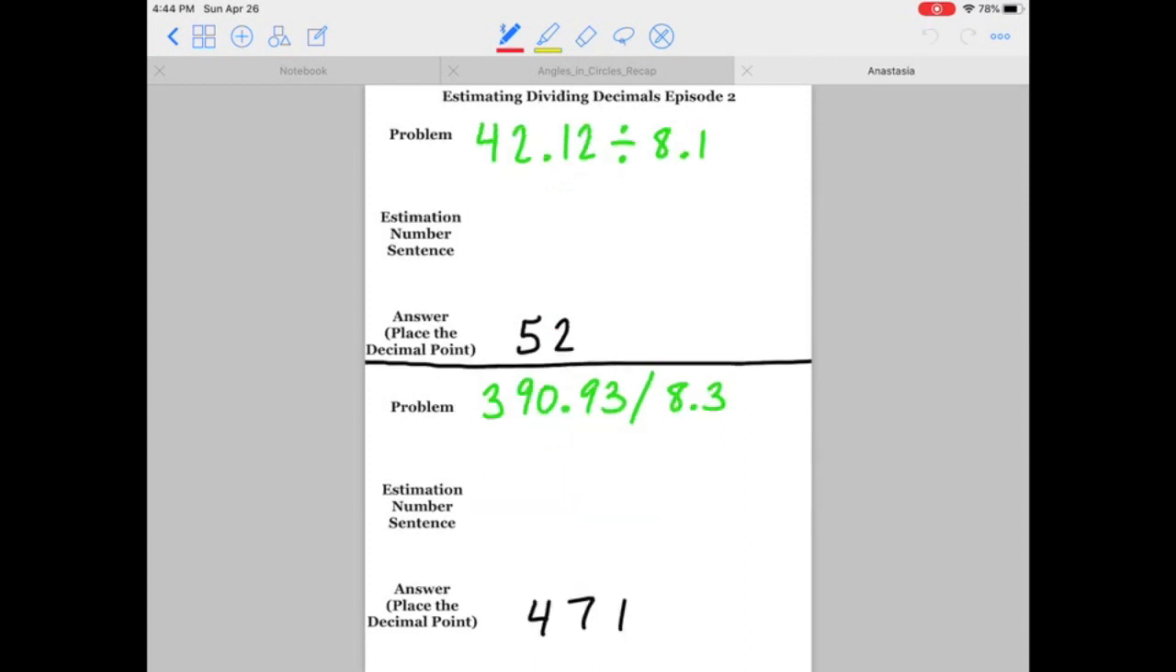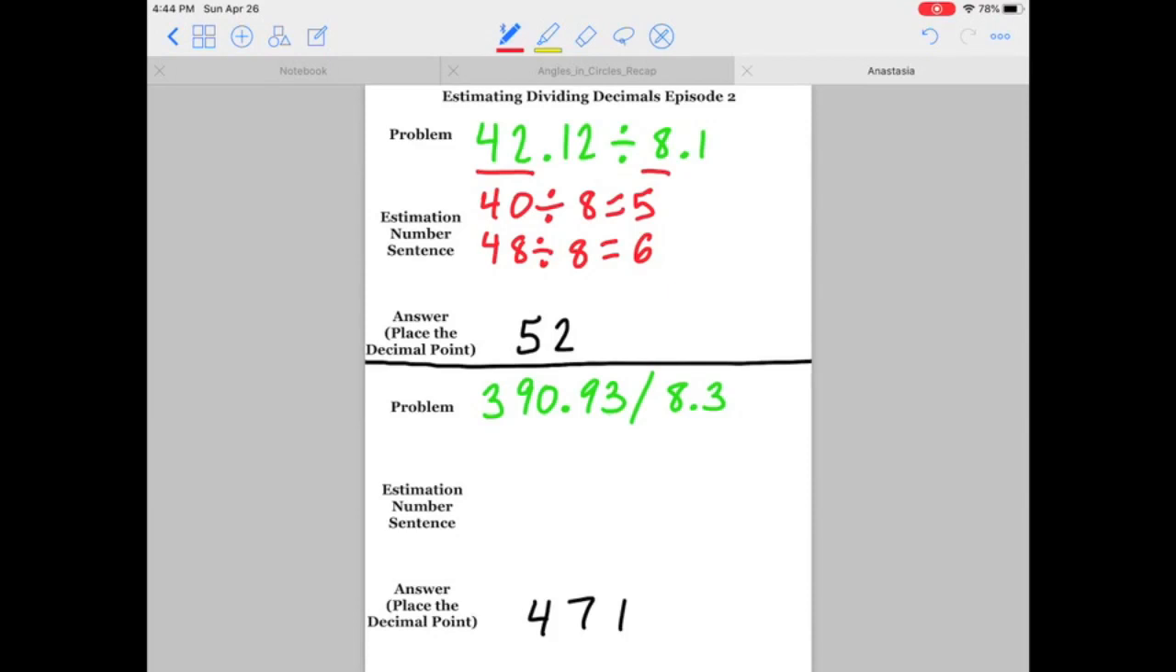For this one, I have 42.12 divided by 8.1. So I've got to stay around 42 and I've got to stay around the 8. Well, I know 42 is close to 40, and I know 8 times 5 gives me 40. So I'm going to make 42 into a 40. I'm going to make 8.1 into an 8, and that's going to give me a 5. I could even go up to 48, because I know 42 is close to 48, and 8, I can keep an 8, and I know 8 times 6 is 48.